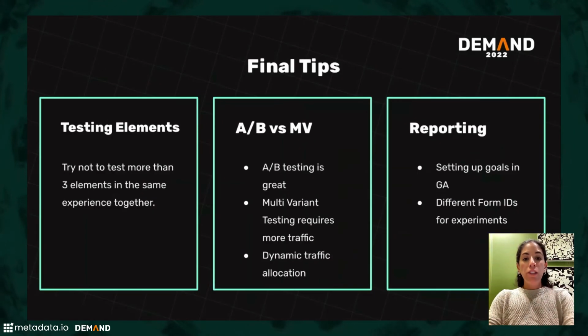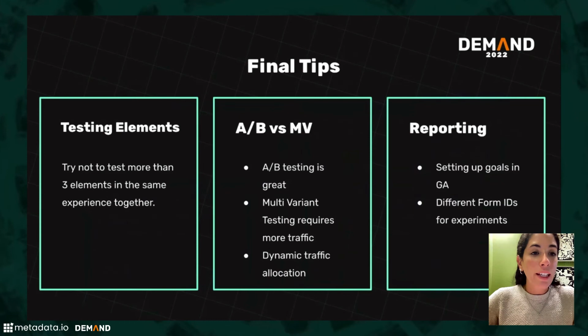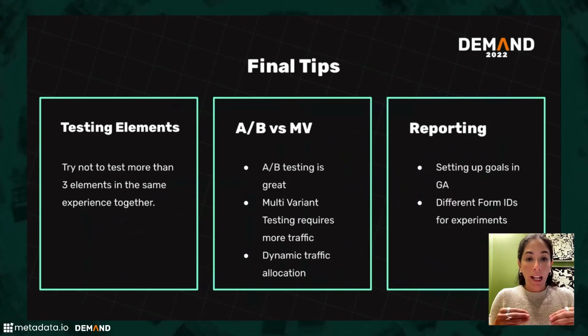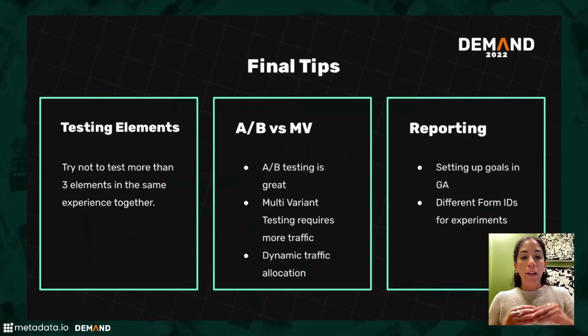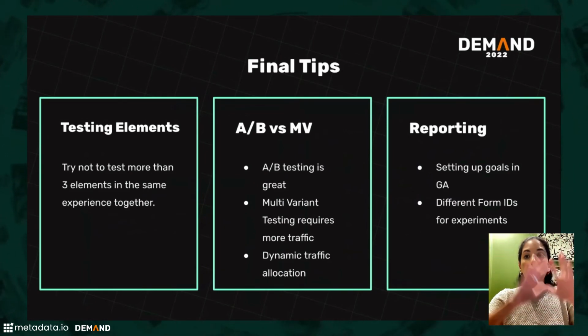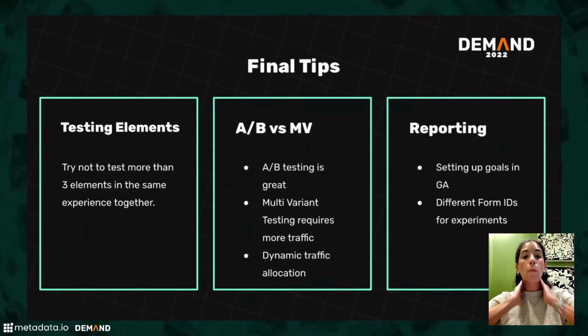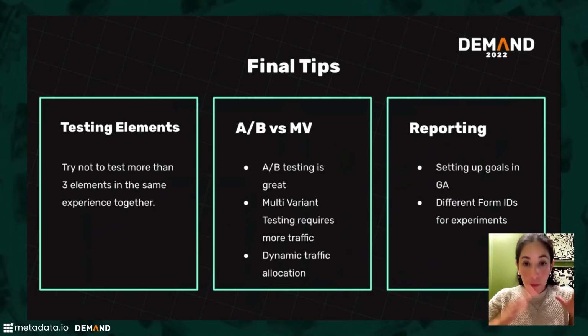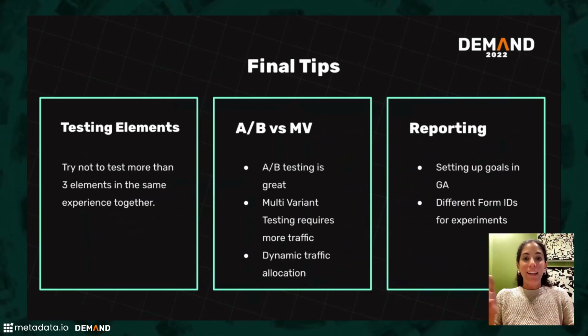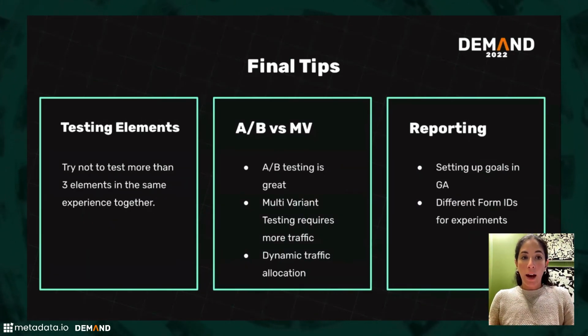The final tips, just as we close out this session: if you are testing a page, you should try not to test more than 3 elements on a page. So, headline variations, hero image, and CTA, nothing more than that at one time, just so that you have the right amount of traffic allocation being delivered to your experiences at once.